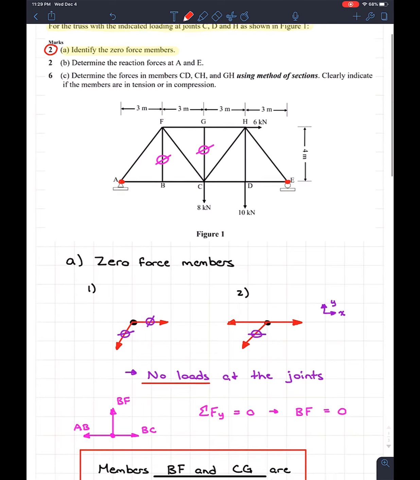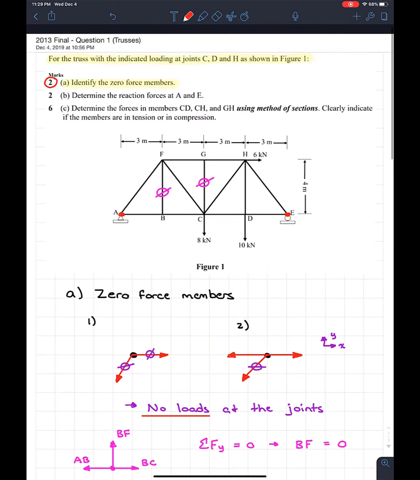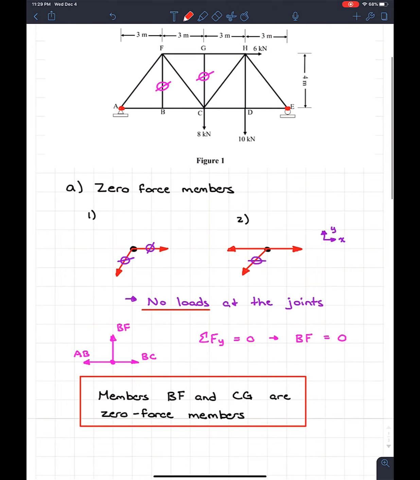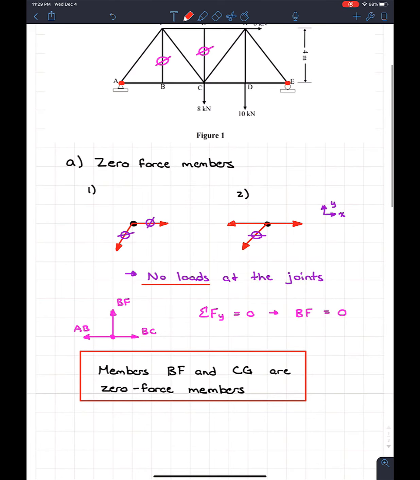And again, I showed this with a lot of work. All you have to do is say, okay, I see BF and GC. You write those down, and please put them in a sentence. Don't just write them. Put that BF and GC are zero force members, and there's your 2 marks. You don't even have to do any math, nothing like that. 2 easy marks.